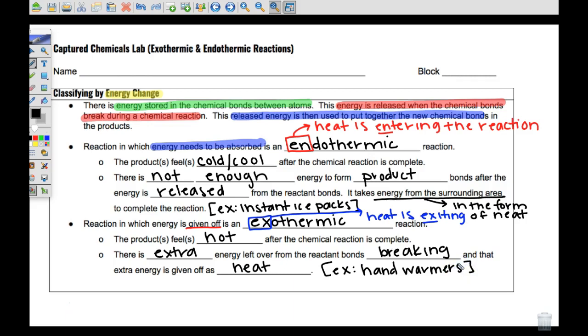So in terms of classifying by energy change, there's only two options, endothermic and exothermic, and they're easily identified within the laboratory as an endothermic reaction will feel cool to the touch, while an exothermic reaction will feel hot to the touch.